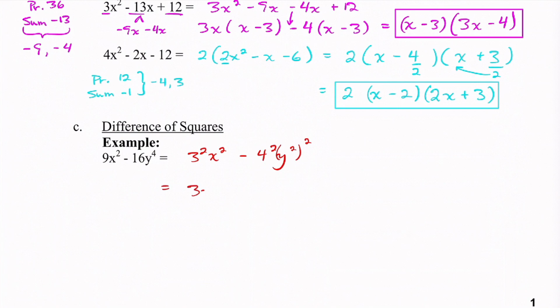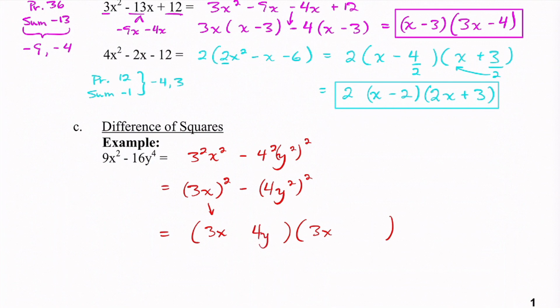So this is going to be 3x all squared. And with the next one, it's going to be 4y squared all squared. And then to factor this, we just take each of these, we put them in two sets of brackets. So 3x is going to go in first in both sets of brackets. And then the 4y squared is going to go second in both of them. And then you put a plus and a minus.